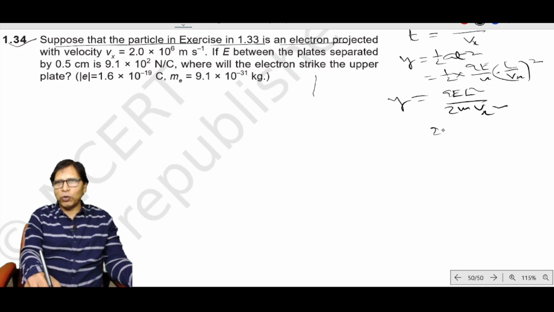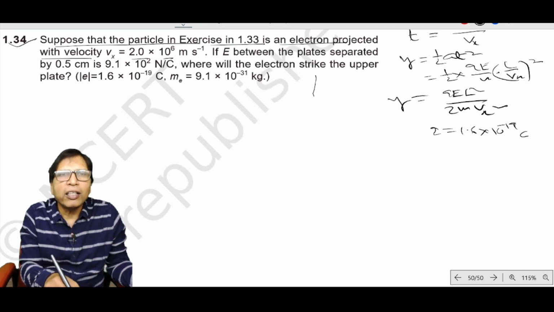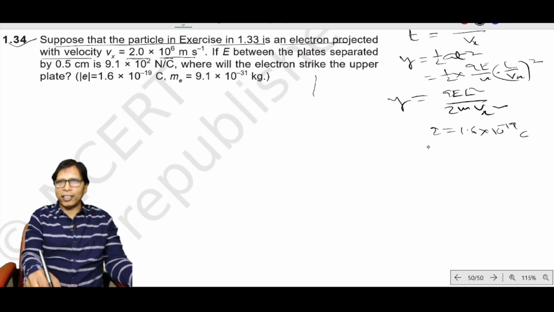So look at this. Q is equal to 1.6 into 10 to the power minus 19 coulomb, projected with velocity Vx equals 2 into 10 to the power 6 meter per second. E between the two plates separated by 0.5 centimeter is 9.1 into 10 to the power 2 Newton per coulomb.